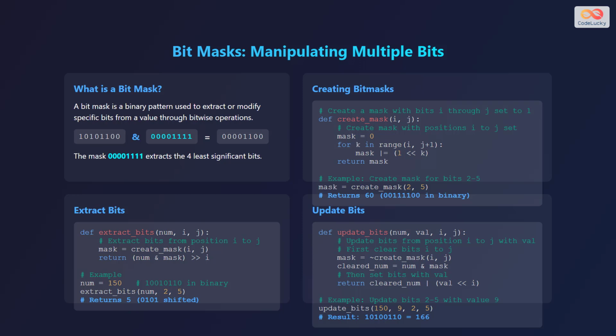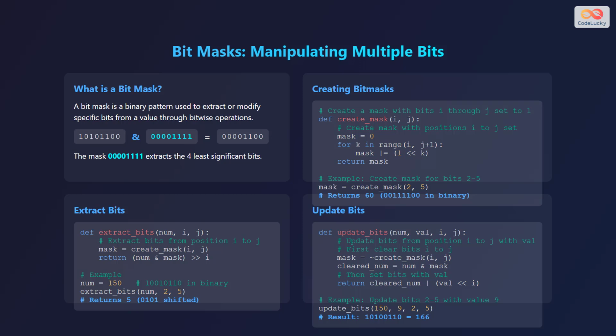Here's the function to create a mask with bits I through J set to 1. This function creates a mask with positions I to J set. For example, creating a mask for bits 2 to 5 returns 60, which is 00111100 in binary. Extracting bits involves extracting bits from a given position, I to J. The function to extract bits uses the createMask function. For example, extracting bits 2 to 5 from the number 150 returns 5.